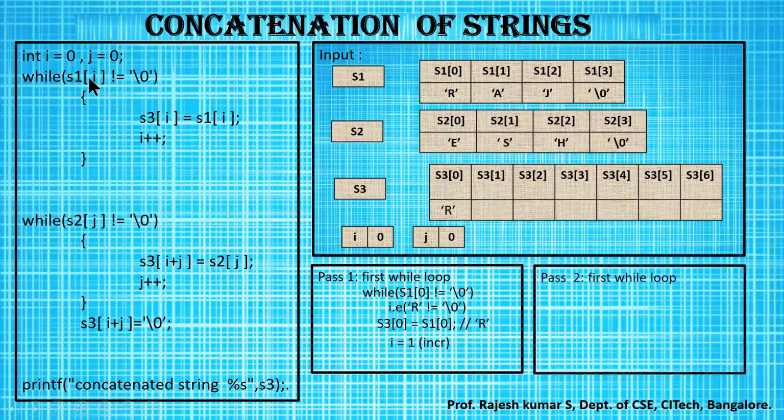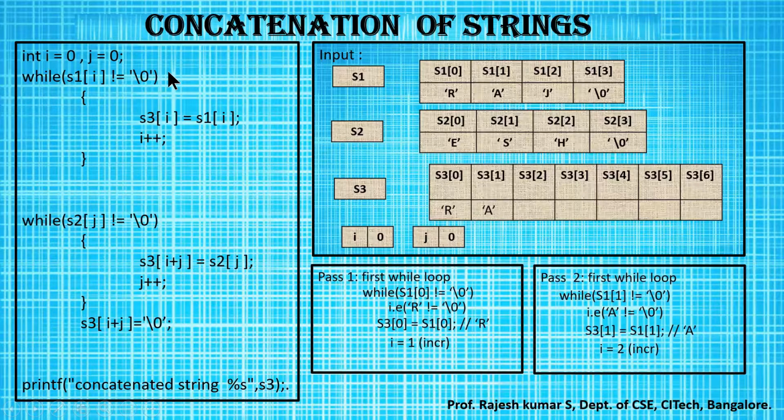When I loop back, I'm checking for S1 of 1. So what is S1 of 1? I'm trying to read the second value present in the S1 array. S1 of 1 is A. A is not equal to null. Yes, the condition is true. Then I'll come inside. I have to copy S1 of 1 to S3 of 1. So S1 of 1 is A. A is copied into S3 of 1. So in place of S3 of 1, A will be stored. Again, I will increment. When I increment, I value will become 2.